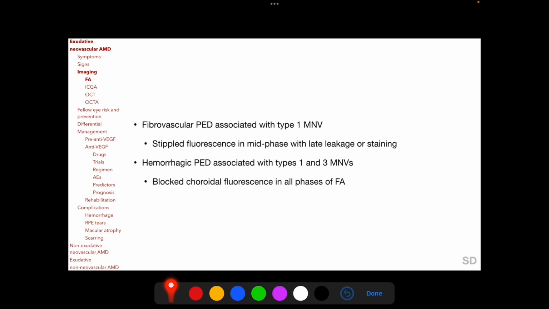Fibrovascular PEDs associated with type 1 MNV show stippled fluorescence in mid-phase with leakage or staining in the late phase of the angiogram, and hemorrhagic PED associated typically with types 1 and 3 MNVs show blocked choroidal fluorescence in all phases of the fluorescent angiogram, with fluorescence from the overlying retinal vessels being visible.